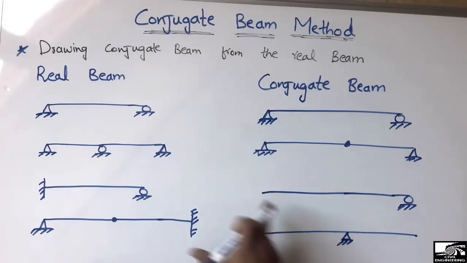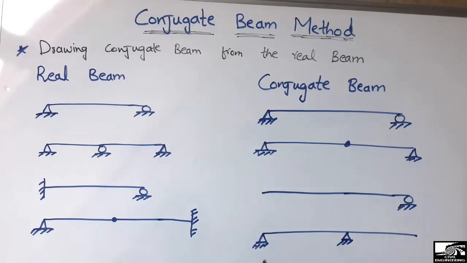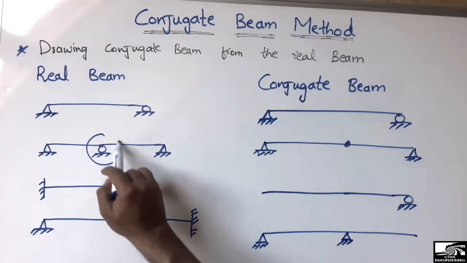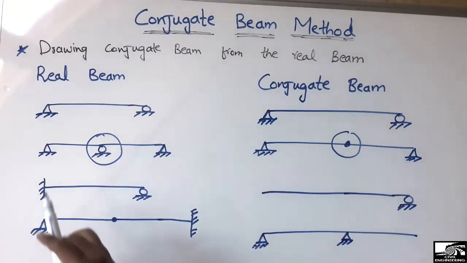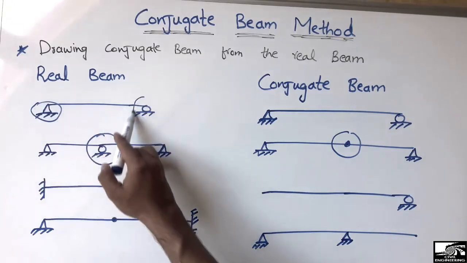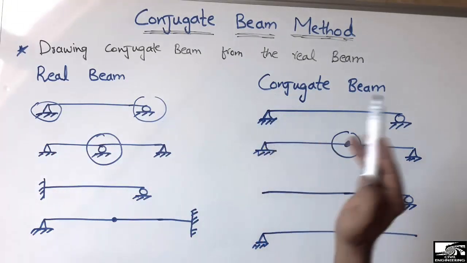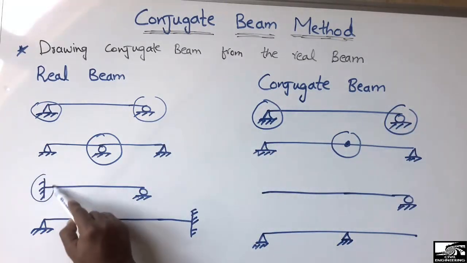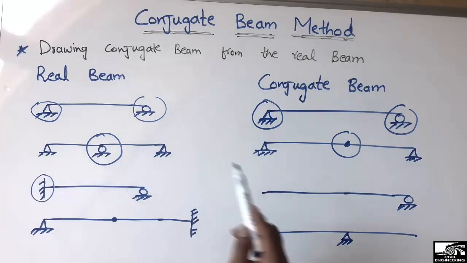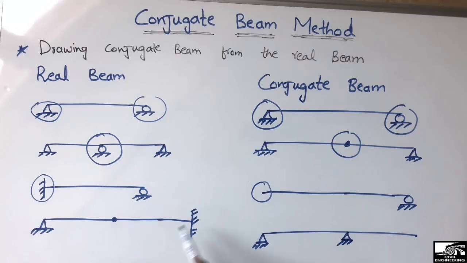So these are some of the examples which I wanted to show you of how we draw the conjugate beam from the respective real beams. Just to mention, interior supports are always changed to the internal hinge when they are at the center of the beam, while the hinge and roller supports at the ends of the beam are not replaced by anything, but remain the same. And where you see the fixed support, it is always replaced by the free end. And where you see the free end, it will be replaced by the fixed support.